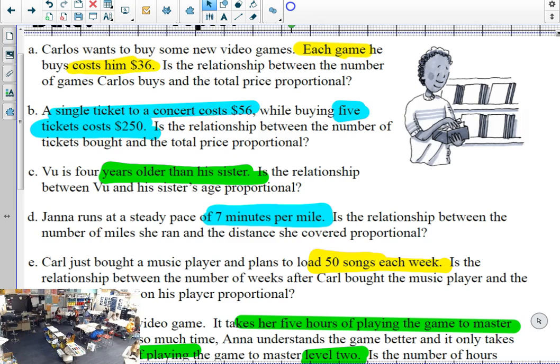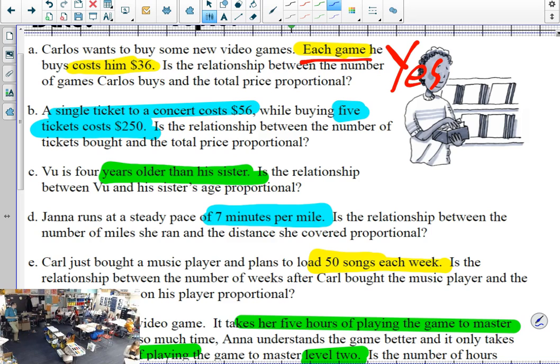All right, we have about 2 minutes. We're going to run through this quickly. I need to know yes, no, and why. All right, bring it back together. Marvin on A, what do you think and why? Yes, why? Each game, right? That price won't change. Each game, 36 bucks.